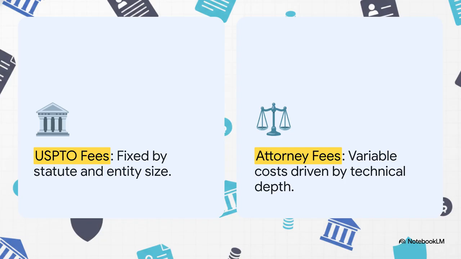On one side, you have the USPTO government fees. These are essentially the rules of the game. They're fixed by statute and determined entirely by your entity classification. You literally cannot negotiate these. On the flip side, you have the attorney fees. This is your variable layer. These fluctuate based on the technical depth and the specific requirements of your actual application.